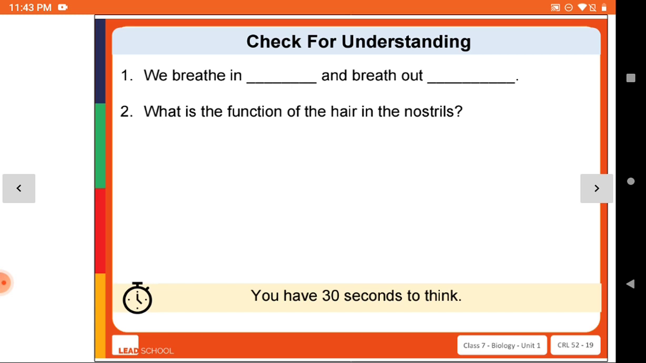So students, today we discussed the difference between respiration and breathing, and about the nostrils. If you have any problem related to this topic, you can text me anytime.